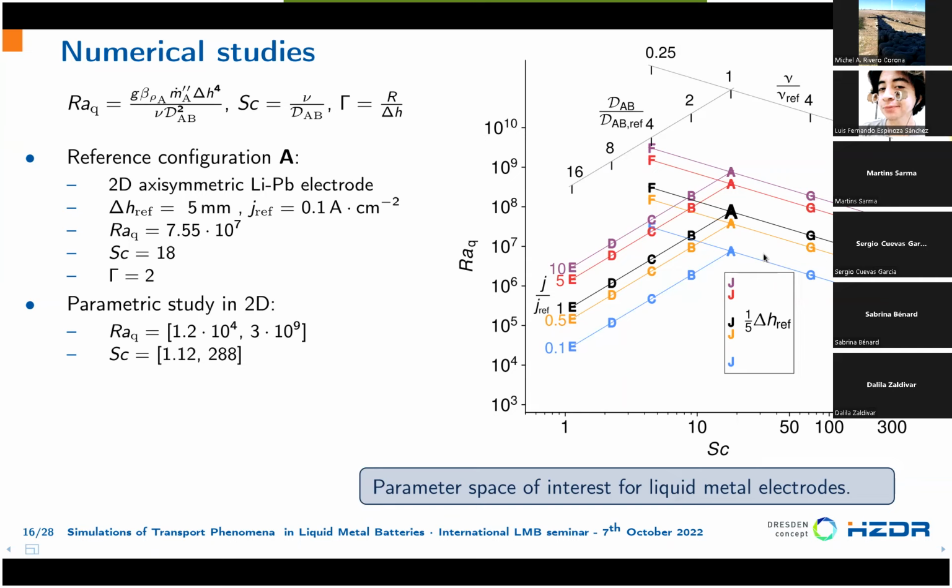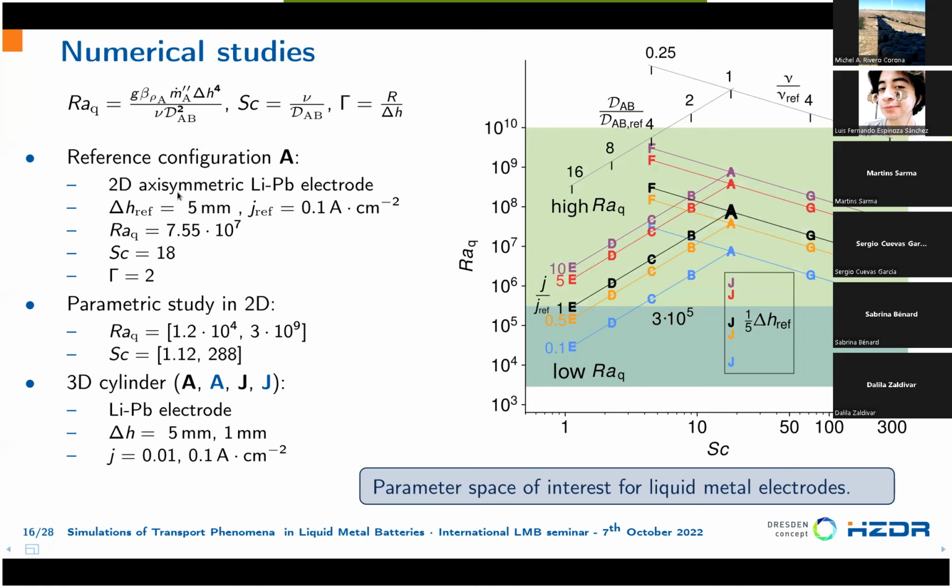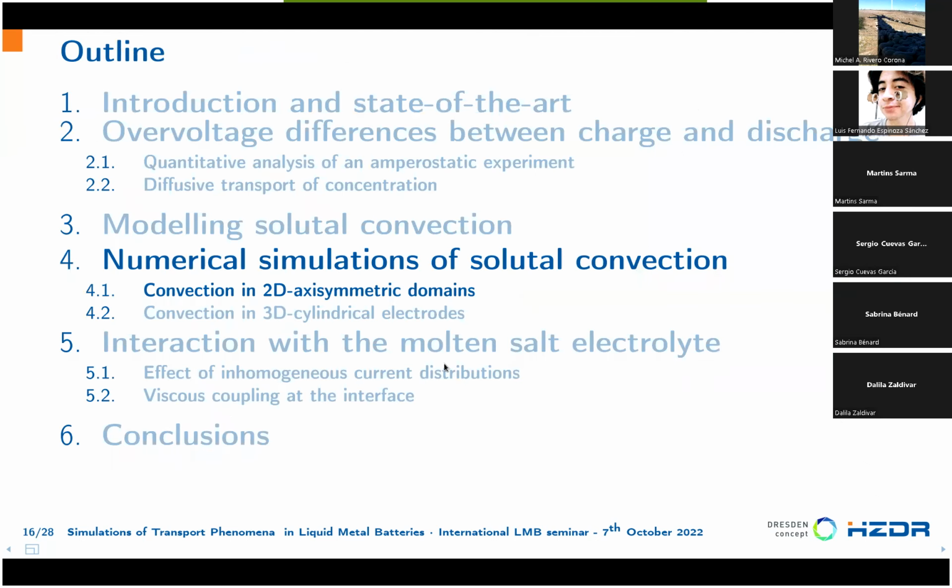We first studied this in 2D, with axisymmetric simulation, and then we move to 3D simulation, and we study this black and blue configuration, at 2 different current densities. This is to confirm that our 2D axisymmetric simulations capture the phenomena sufficiently well to study how solutal convection evolves in 3D. We will analyze both of these conditions later.